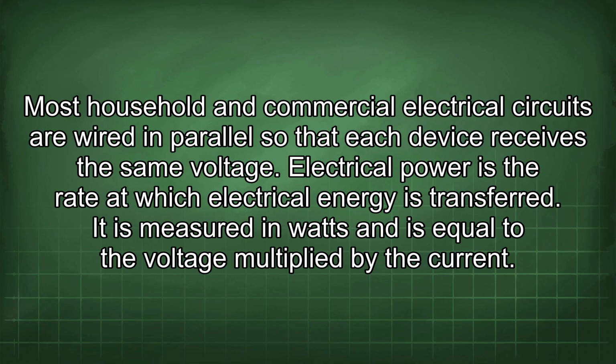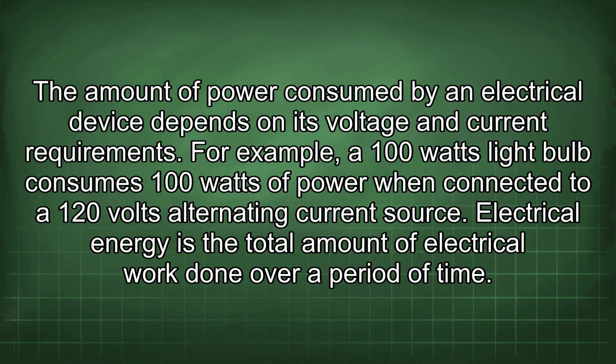Electrical power is the rate at which electrical energy is transferred. It is measured in watts and is equal to the voltage multiplied by the current. The amount of power consumed by an electrical device depends on its voltage and current requirements. For example, a 100 watt light bulb consumes 100 watts of power when connected to a 120 volt alternating current source.